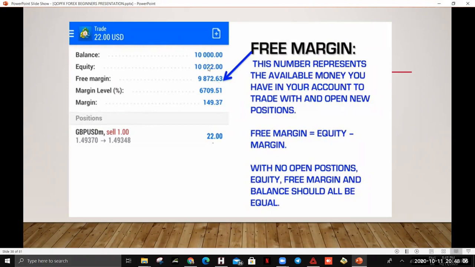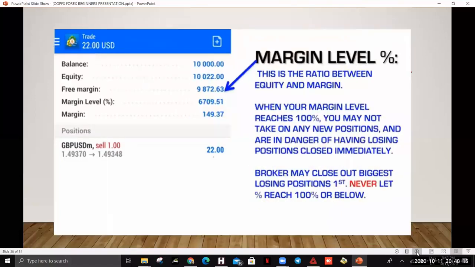So if he opens many positions that take away all this money, when this is zero, this person won't be able to open any trades again on his MT4.